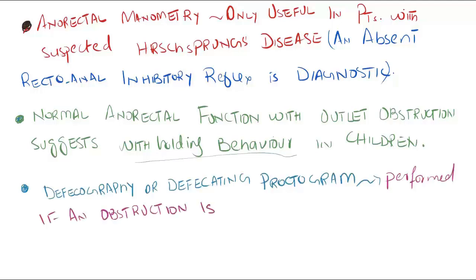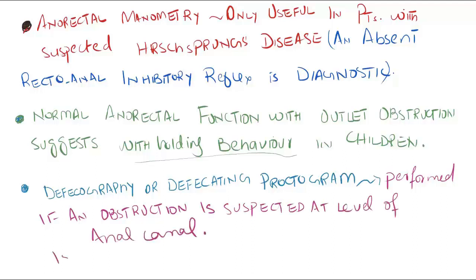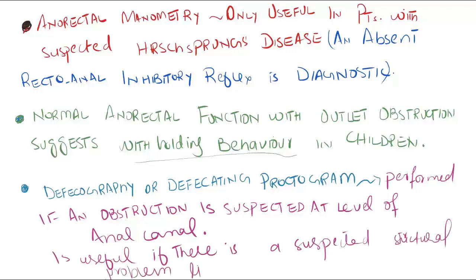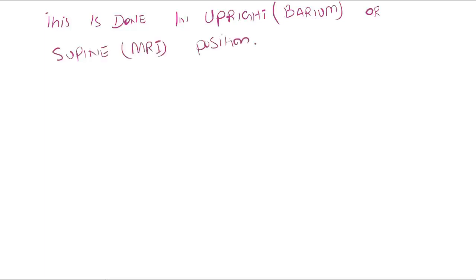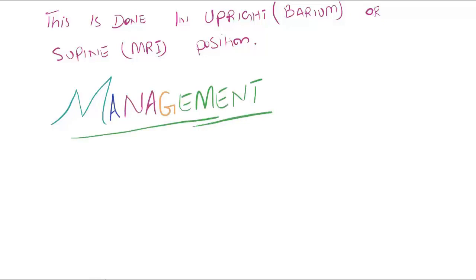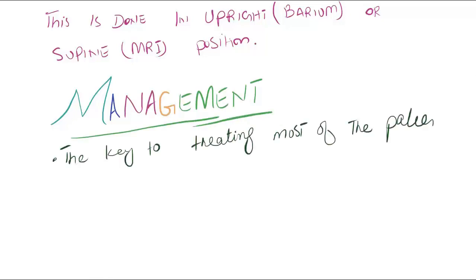Next one is the defecography or defecating proctogram. It is performed if an obstruction is suspected at anal canal level. It may be useful if there is a suspected structural problem, for example rectocele, prolapse or intussusception, or to assess functional problem in evacuation. This is done in upright or supine position by barium or MRI respectively. Now we will talk about treatment or management of constipation.